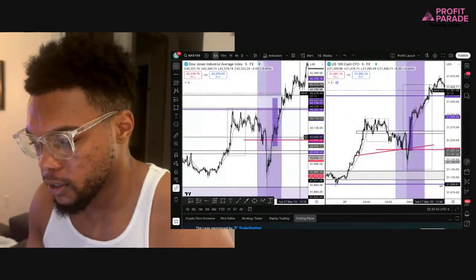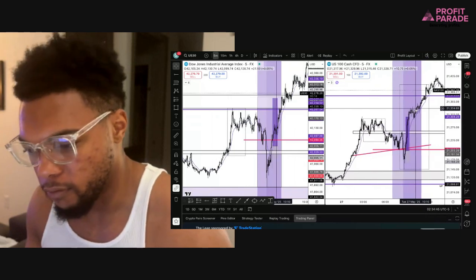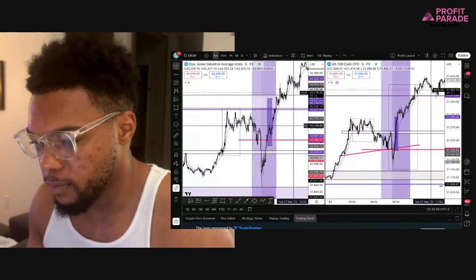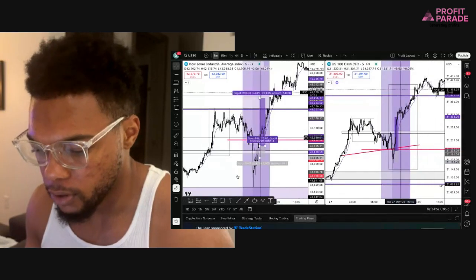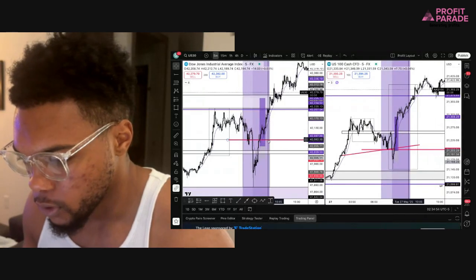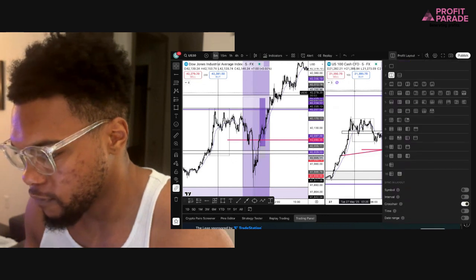So these are the two trades that we won today: US 30 and Nas 100. Both indices, both pretty much move identical to each other. One just lags behind the other sometimes, but you'll see what I'm saying. So let's start with Nas because that was the first one that I took.